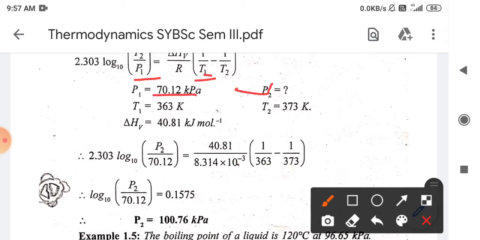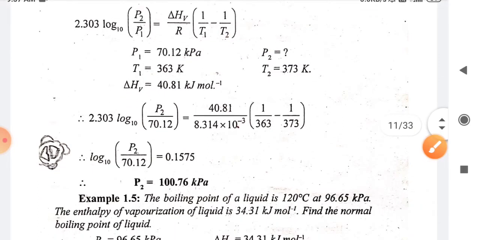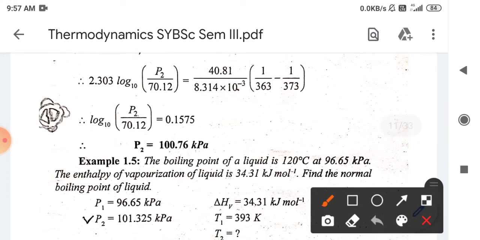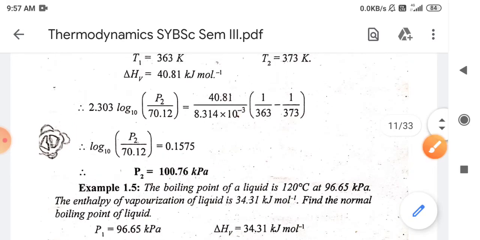Temperature 1 is given as 90 degrees, which comes out to be 363 Kelvin, and T2 is 100 degrees, which is 373 Kelvin. ΔHv is given as 40.81. So just simply substitute those values in the Clapeyron Clausius equation. You will get the value of P2, which comes out to be around 100.76 kilopascal.